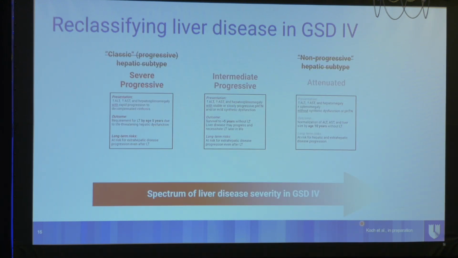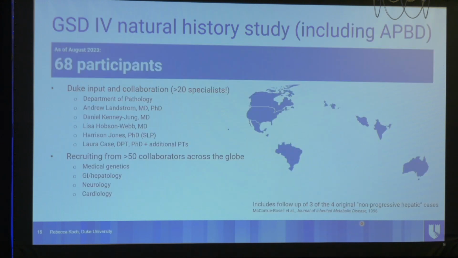So now as we reclassify just the liver disease in GSD type 4, we used to call it the severe progressive, and at one point we used to call it non-progressive. And now I'm rethinking of it as a spectrum of liver disease in continuity. And what we had called non-progressive, now we're calling attenuated. What we mean is it's progressing more slowly than the severe progressive, but by no means is it a normal liver. I hope I showed you that by showing you under the microscope.